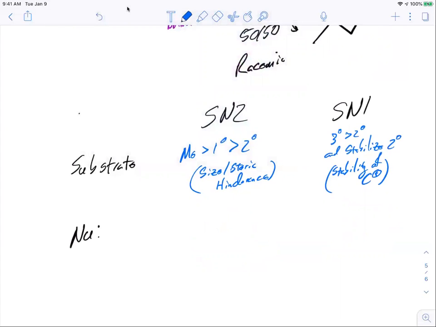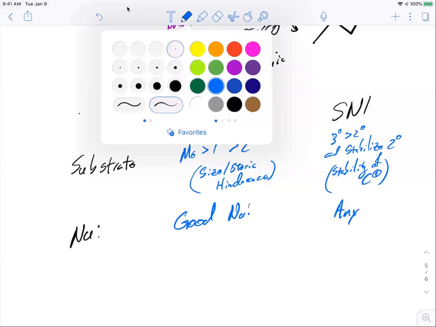For nucleophile, for the SN2, we want a good nucleophile. For SN1, we want any nucleophile. In SN2, the nucleophile has to actually initiate the reaction. It attacks the backside of that leaving group, attacking the antibonding orbital of the sp3 bond, which is the important part to get the reaction started. In SN1, there's a carbocation that's unstable. It's going to attract anything that has a lone pair. So anything.